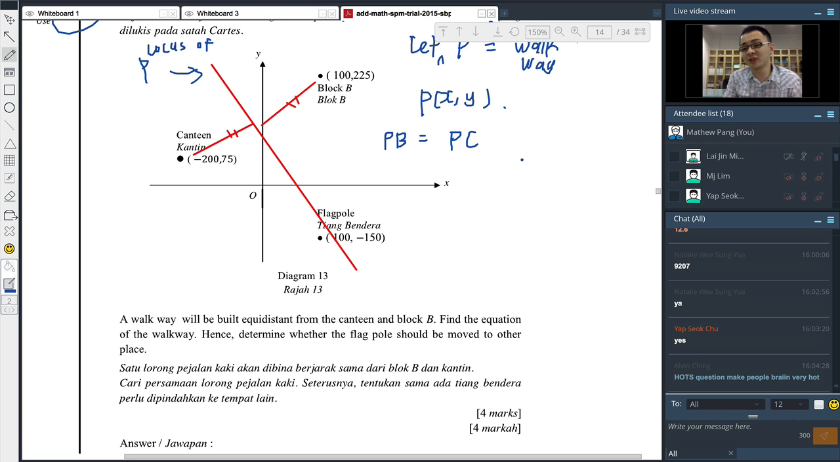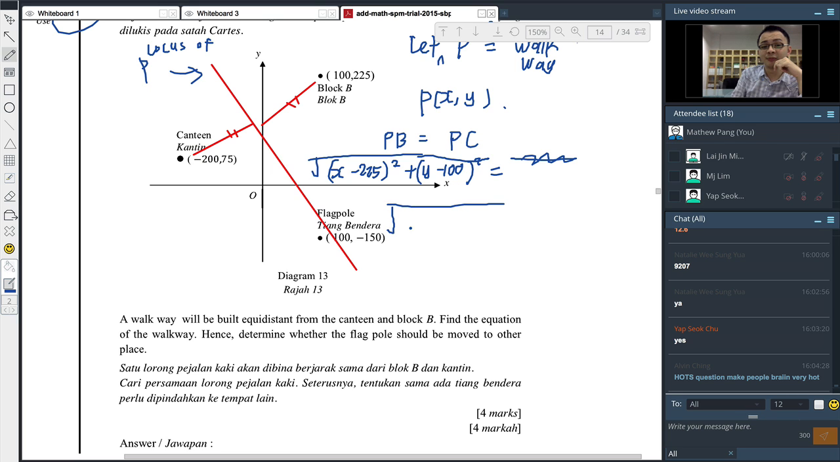Alright, so I just use the distance formula to solve this one. So this is square root. P is (x, y), B is block. So I will say x minus 225 squared plus y minus 100 squared equals to the other one. There might not be enough space, I'll write at the bottom. So this one will be PC. So it will be x plus 200 squared, and then plus y minus 75 squared.